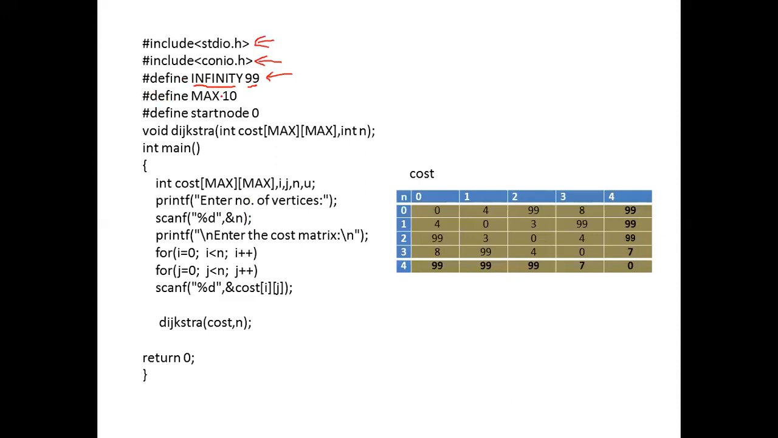Similarly, I'm using another statement. Here you can observe #define max 10. So what it is going to do? Wherever max is there, it will be replaced with 10 in the program. Next, you can observe there is a statement #define start node 0. That means start node will be replaced by 0. Now we can observe here I am using one function. This statement is a function declaration.